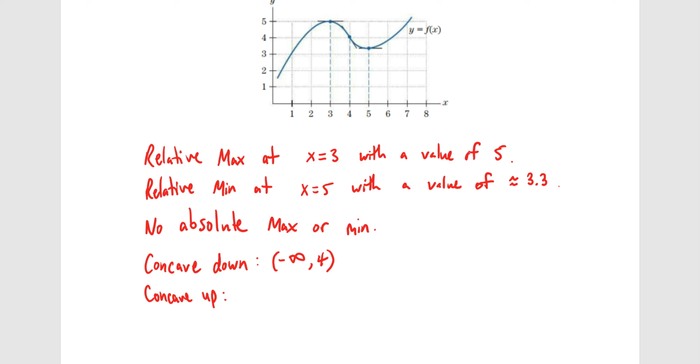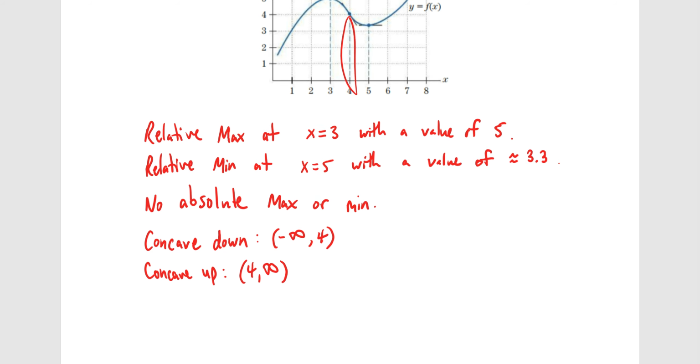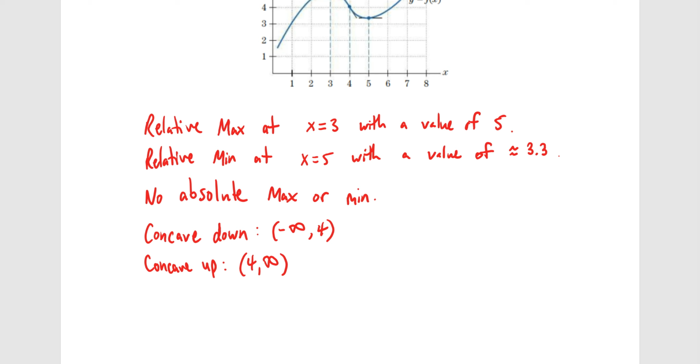And then once we get to this point at 4, it switches to concave up because it's opening upward. The tangent line is below the curve, and that's concave up from 4 to infinity. So at that point 4, we can see that it changes concavity, and that means there is an inflection point at x equals 4.